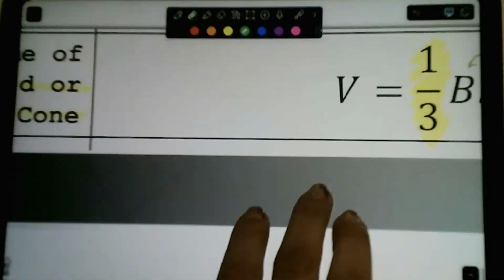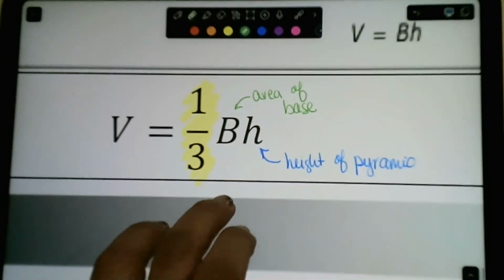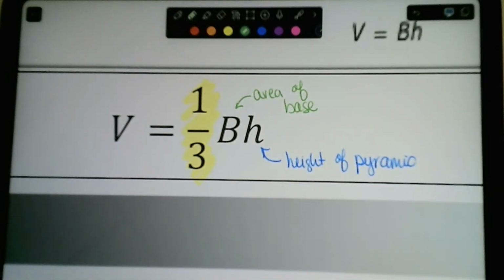Pyramids are going to feel the exact same way, except for some reason it's a 1/3 instead of a 1/2. I still haven't figured out a good reason why it's 1/3 instead of 1/2. I think it has to do with something in calculus. Those of you who go on to take Calculus 1 and 2, can you come back and explain it to me? Thanks.